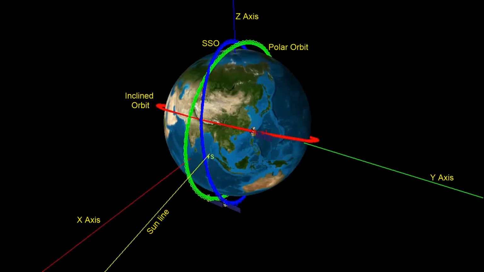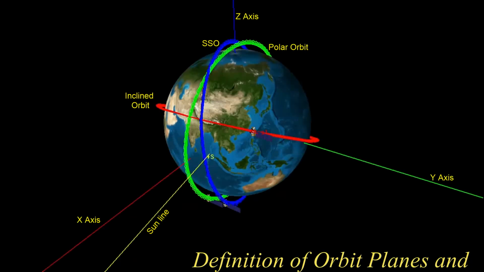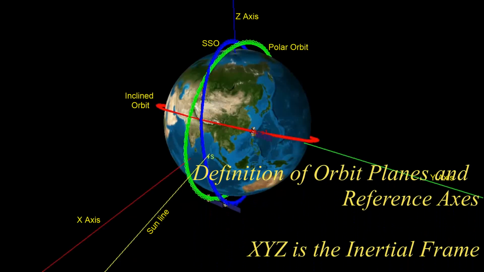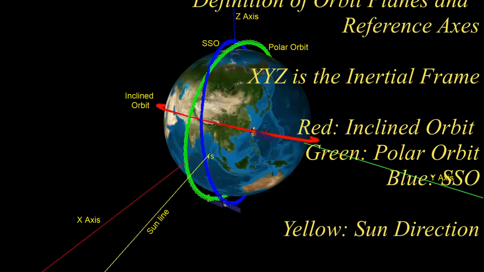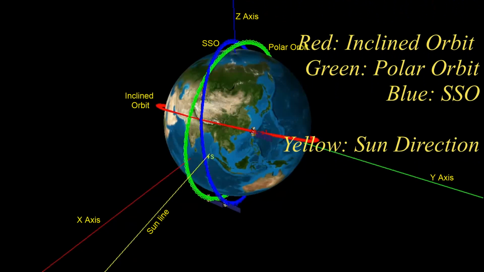XYZ is the inertial frame of reference, and the red color orbit plane is the inclined orbit. The green color orbit plane is the polar orbit, and the blue color orbit plane is the sun-synchronous orbit.